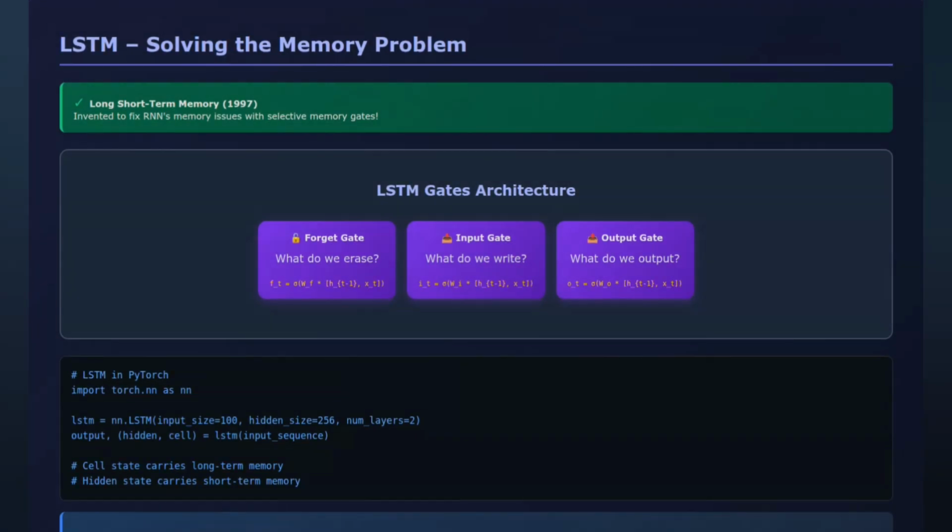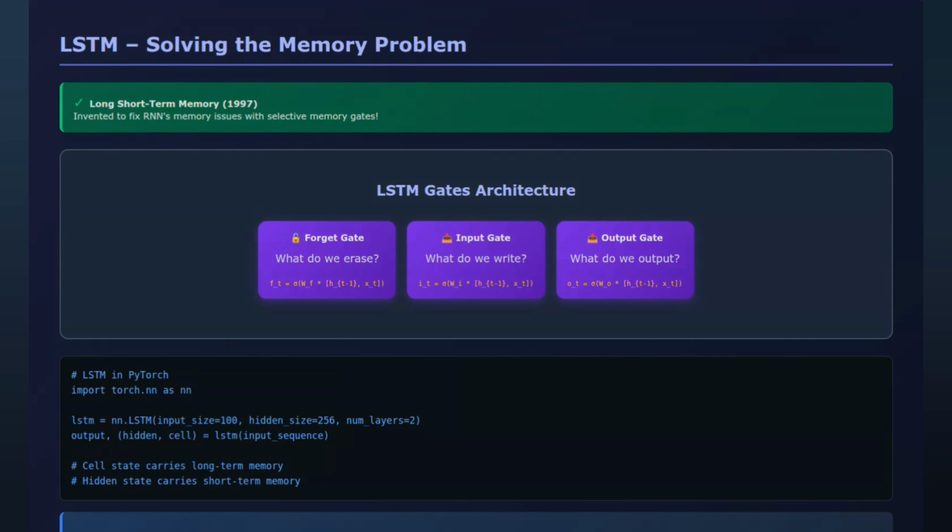In 1997, researchers introduced long short-term memory networks, or LSTMs, and they were a game changer. The key innovation? Gates. LSTMs introduced three types of gates that act like intelligent filters for information. First, the forget gate. It decides what information to throw away from the cell state. Do we need to remember this, or can we forget it? Second, the input gate. It decides what new information to store. Is this important enough to remember? Third, the output gate. It decides what to output based on the cell state. What should we pass to the next step?